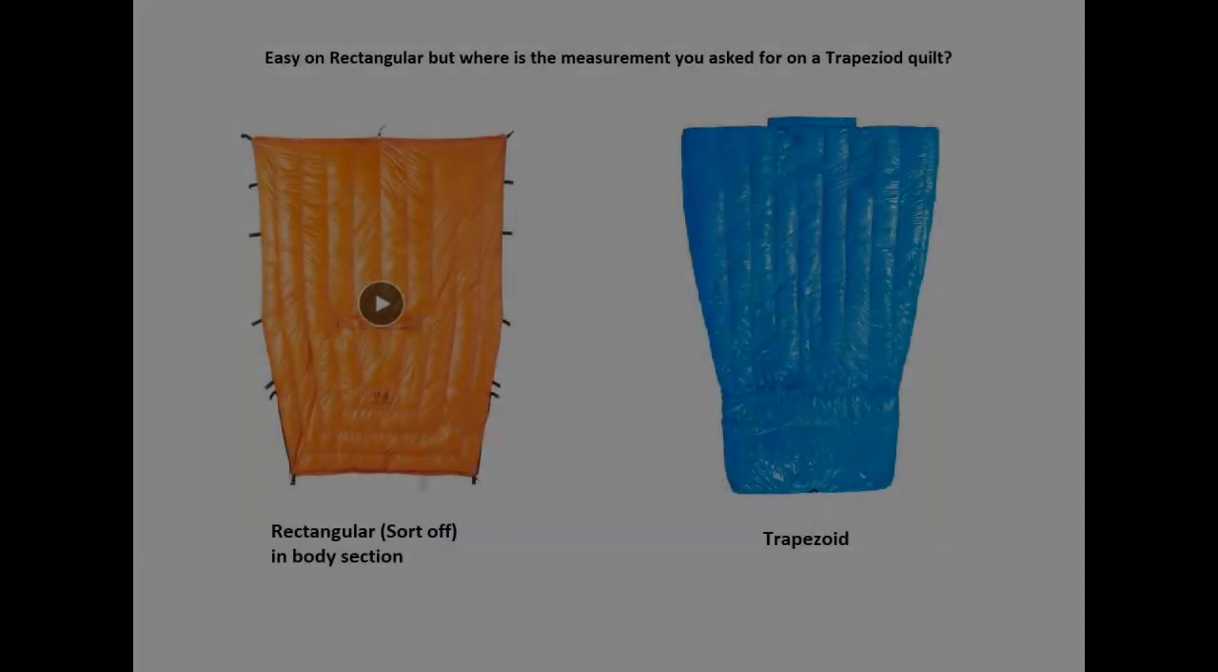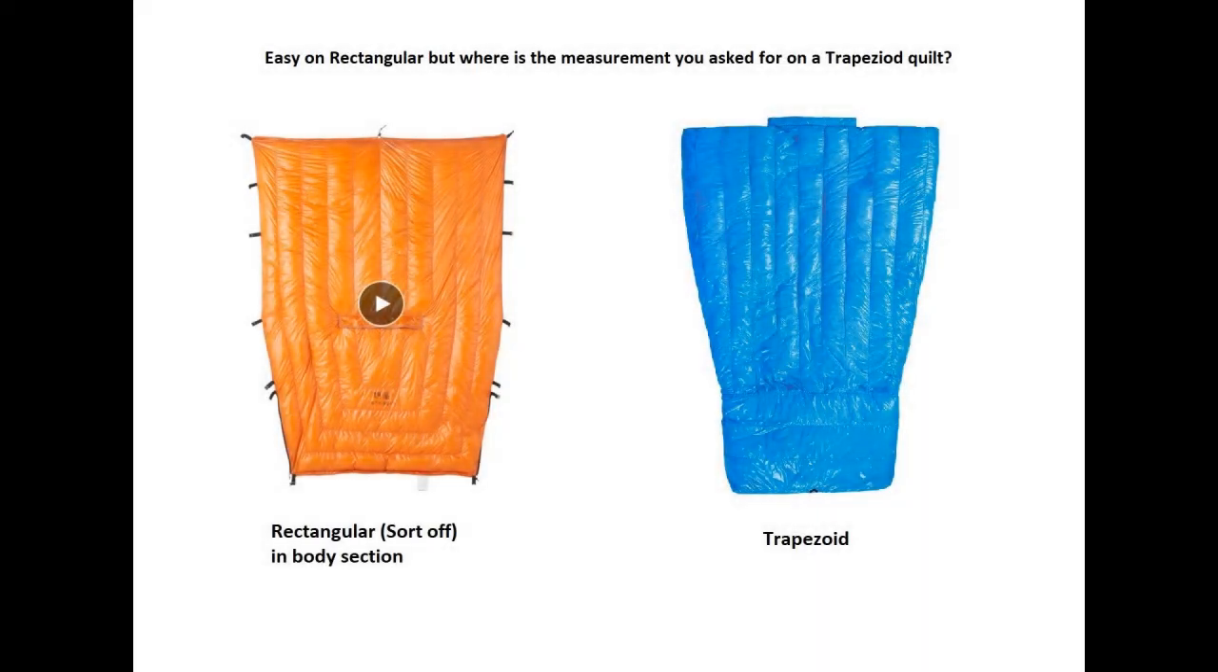It's easy to determine the width of a rectangular quilt, but where is the width measurement of a trapezoid-shaped quilt? Certainly it can't be the top, as this would be around the neck or head. The shoulders are the likely position for the greatest width, but then again not if you're a pregnant woman.